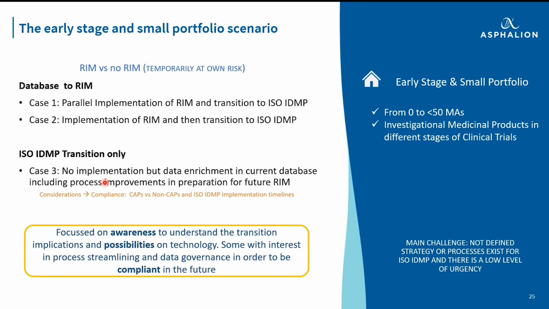So, of course, there are considerations. For example, when this actually becomes mandatory either for CAPS or for non-CAPS, and what those timelines are as well. So usually these early stage or small portfolio scenarios or industries are focused on awareness. So they really want to understand the transition implications and what the possibilities on technology there are, start thinking about a plan, and then they show already some interest in process streamlining and data governance in order to be compliant in the future.